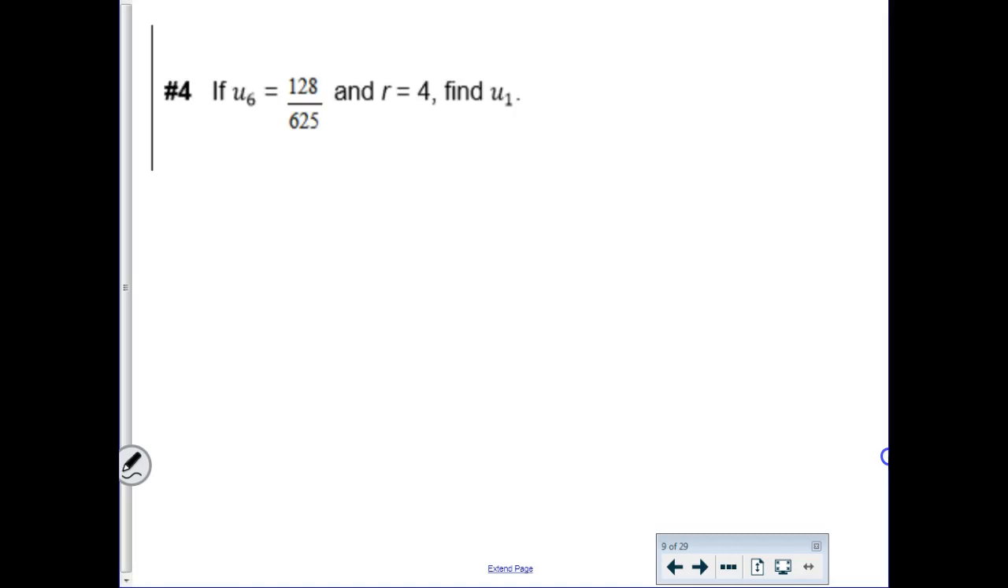I guess. All right, so number 4, this is on your review. You have a random 6th term they gave you. They gave you the common ratio. They want the first term. So this is a good case of using your formula. So this is the solution right now.